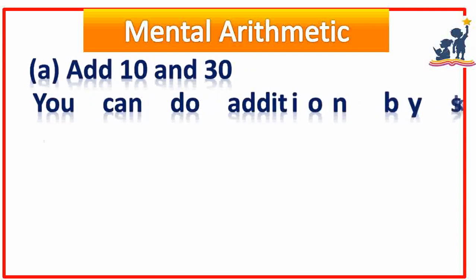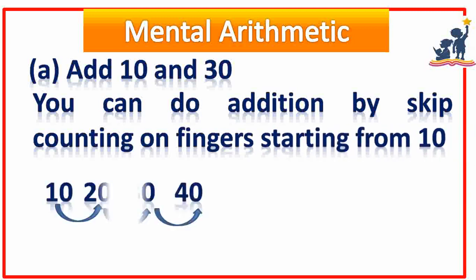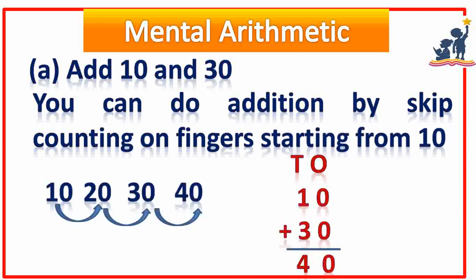First one, add 10 and 30. You can do addition by skip counting on fingers starting from 10. We can count like this: 20, 30, 40. The solution becomes 40. So 10 plus 30 is equal to 40.